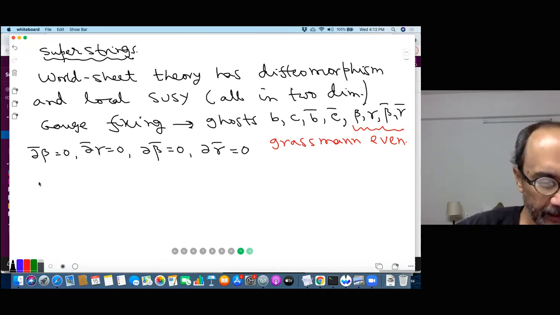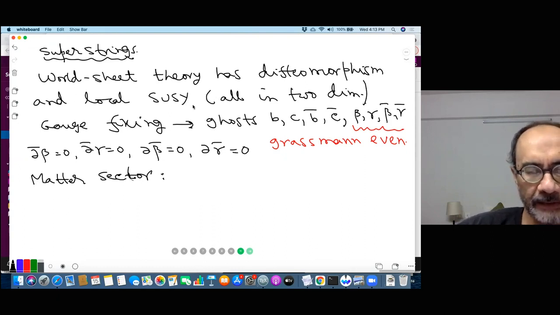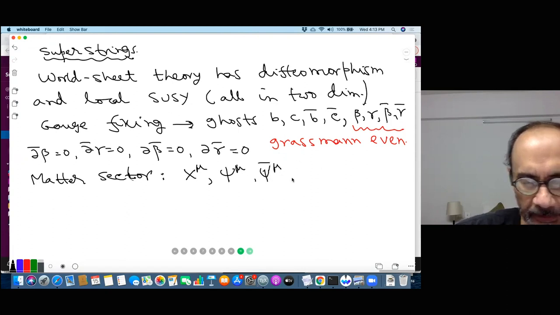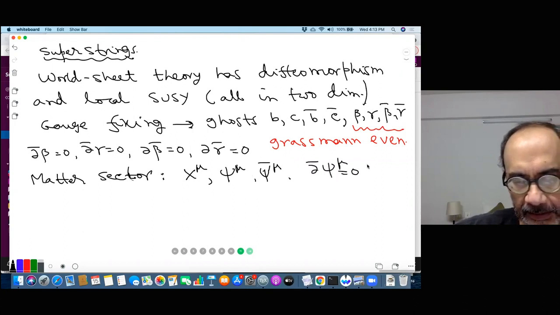So the matter sector. Earlier you had x^mu. But that of course also has to be supersymmetric. We cannot take a non-supersymmetric matter and couple it to a supersymmetric local worldsheet theory. So the matter sector now will have to have fermions. So besides x^mu, we have psi^mu and psi bar^mu. And psi^mu is holomorphic and psi bar^mu is anti-holomorphic.